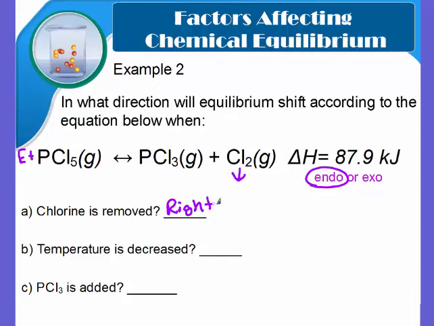Since temperature is being decreased, that's like removing a reactant, so it's going to shift to the left to make that temperature increase again. PCl3 is added. Since I'm adding a product, it's going to want to use that product up, and the only way it can do so is by shifting left.